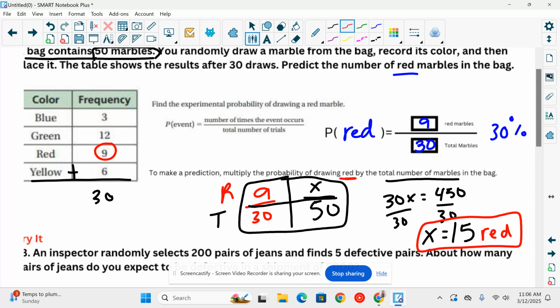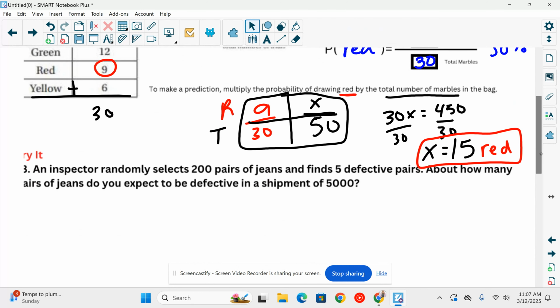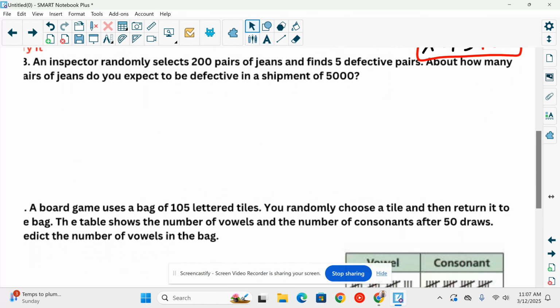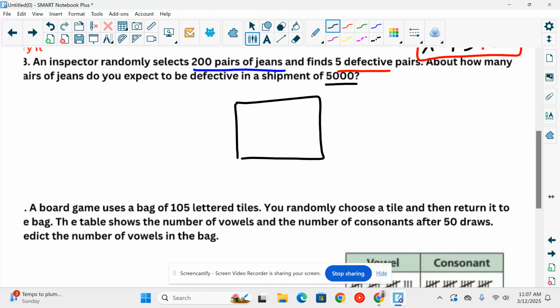Right, same thing for the next one. You're on quality control again. An inspector randomly selects 200 pairs of jeans and finds 5 defective pairs. How many of the jeans could you expect to have a defect in them if you have 5,000 in a shipment? So that's our total. Alright. So how would I set this up? We have a ratio box, and we also need to label it too.